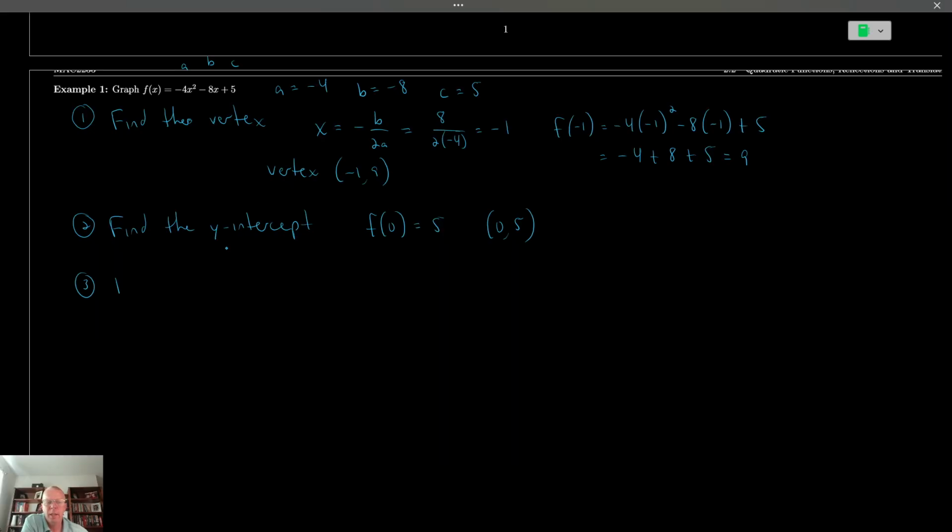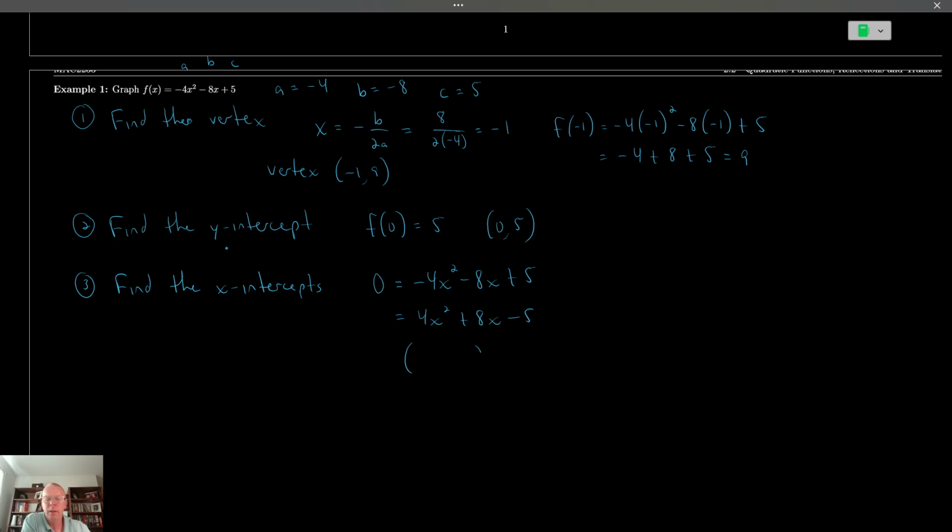And then the last thing that you need is to find the x-intercepts. You probably remember this from algebra or pre-calculus. There could be 2 x-intercepts, there could be 1 x-intercept, or there could be no x-intercepts. So the way we're going to do this is set this equal to 0: negative 4x squared minus 8x plus 5. Let's divide out a negative, since I prefer to have that first term be positive.